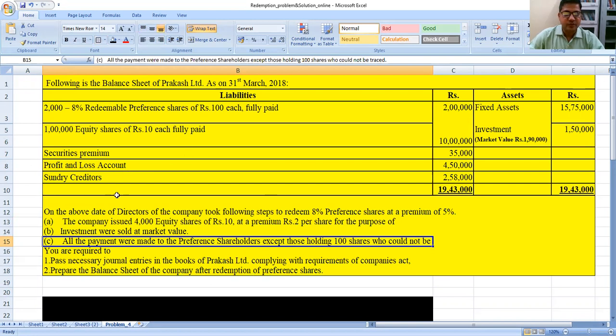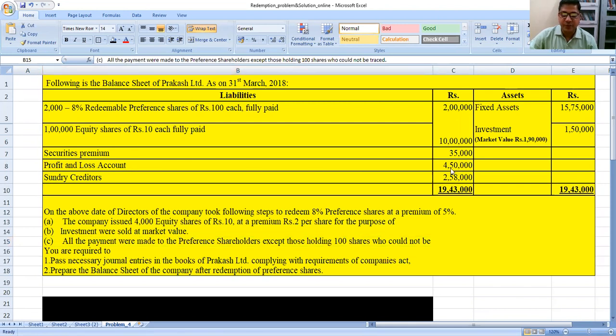Now this particular problem is what we are going to learn. आपल्याला हा प्रॉब्लेम सॉल्व करायचा आहे. ह्या प्रॉब्लेम मध्ये प्रकाश लिमिटेड नावाची कंपनी आहे and they are provided information about the liabilities and assets. त्यांच्याकडे 2000 redeemable preference shares fully paid up आहेत. त्यांच्याकडे 1000 equity shares आहेत fully paid up. Fixed asset आहेत, investment आहे आणि त्यांच्याकडे they have the profit and loss account balance 4,50,000. Securities premium also there. So these kinds of information is there.